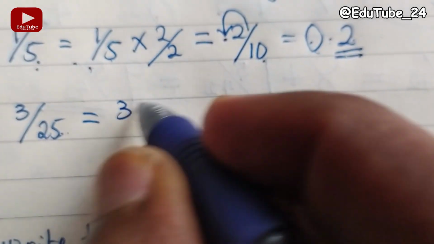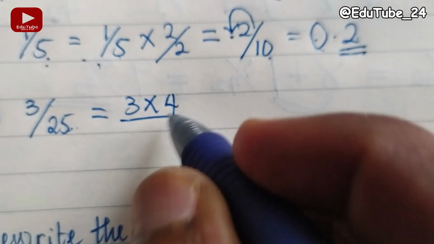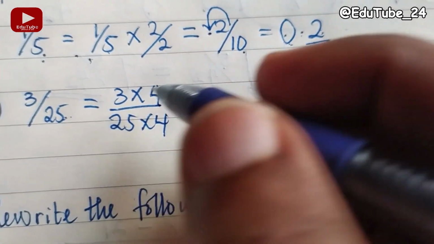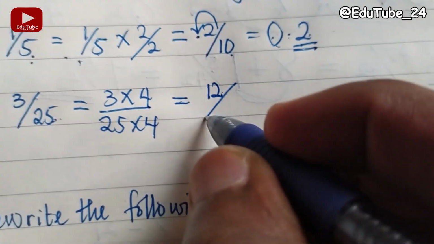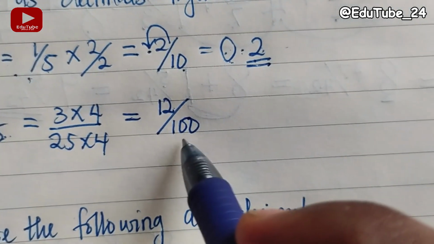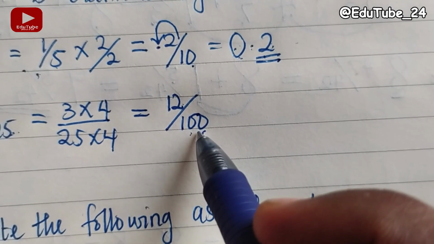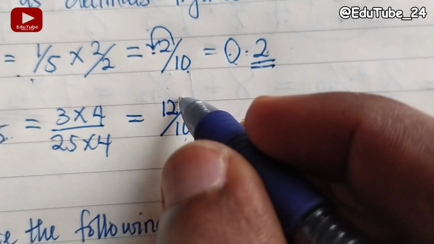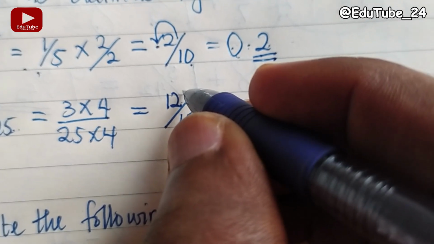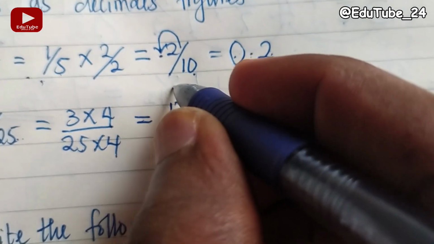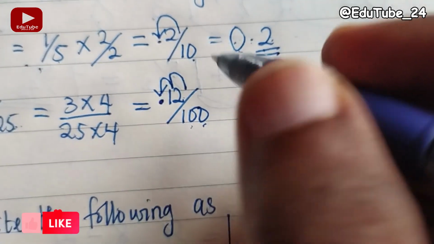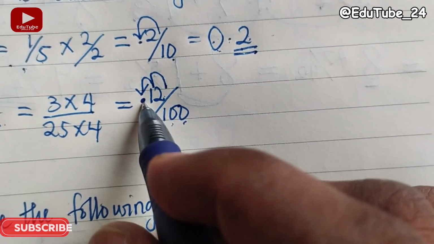So I'll basically just write 3 times 4 out of 25 times 4. 3 times 4 will give us 12, and 25 times 4 will give us 100. So now we have 2 zeros. Having 2 zeros means that we will move 2 places from our right side to our left side. So moving 2 places, we are going to have 1 and then 2, so our point stops right before the 1.